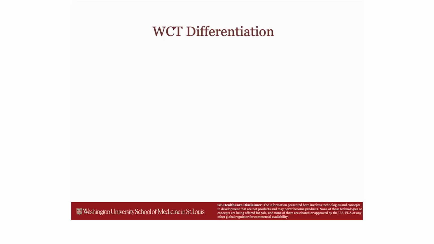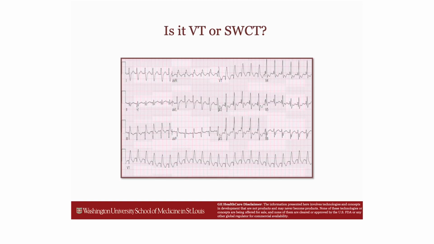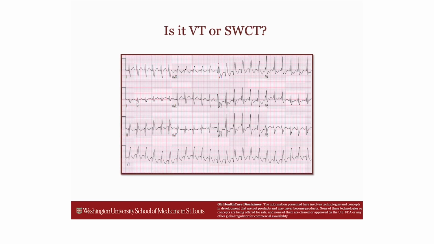So wide complex tachycardia, what is it? Well, it's a rapid and fast rhythm. Essentially, it can be boiled down to greater than 100 beats per minute with a wide QRS greater than 120 milliseconds. Now, wide complex tachycardia differentiation is ultimately boiled down to this. Is it VT or is it supraventricular wide complex tachycardia? In other words, can you tell the difference between this ECG and this ECG?